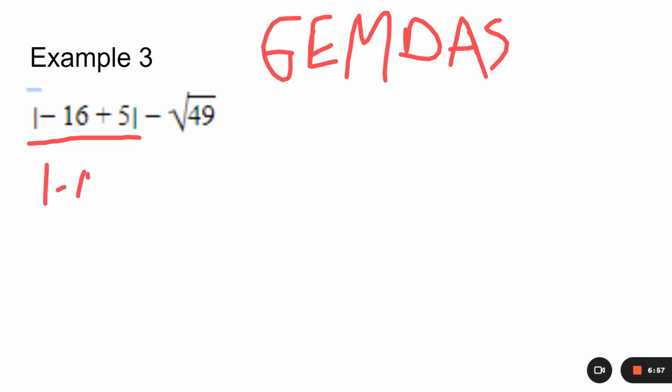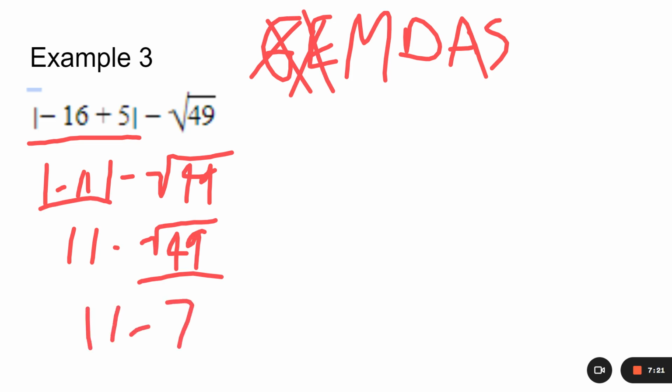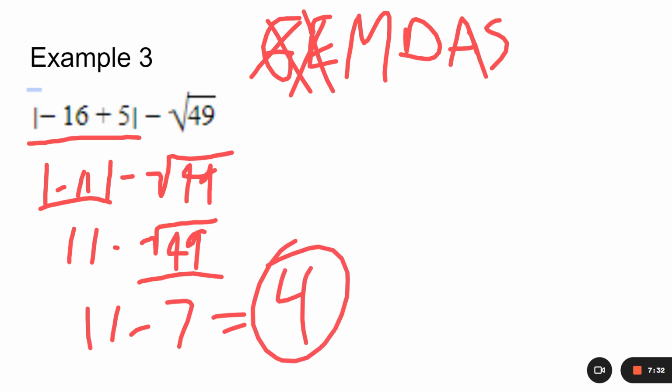So now I have the absolute value of negative 11 minus the square root of 49. I still have a grouping, but I have the absolute value of negative 11, which is going to give me 11. So that's what I would do next. So now I have 11 minus the square root of 49. Exponents or square roots is next, which would be the square root of 49. So now I have 11 minus 7, because the square root of 49 is 7. And then 11 minus 7, and that should give me 4 as my final answer. Boom. All right. This stuff is easy as long as we're following the steps.